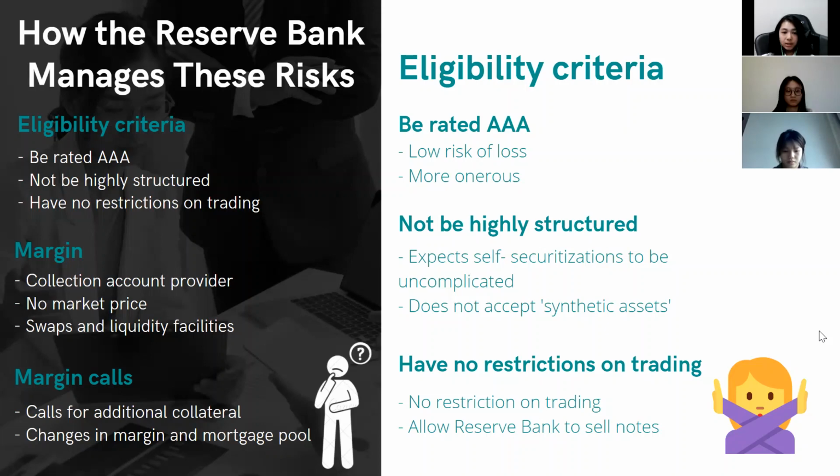Next, it must be highly structured. The RMBS can be set up with complicated structural features or triggers, often to suit the preferences of potential investors. The Reserve Bank expects the self-securitization to be uncomplicated, so the risks are simple to evaluate. Moreover, the Reserve Bank does not accept synthetic assets, where the assets in the self-securitization are derivatives or notes in another RMBS. Third, it must have no restriction on trading. Although self-securitizations are not publicly traded, they must have no restriction on trading. This would allow the Reserve Bank to sell the note if the counterparty defaults.